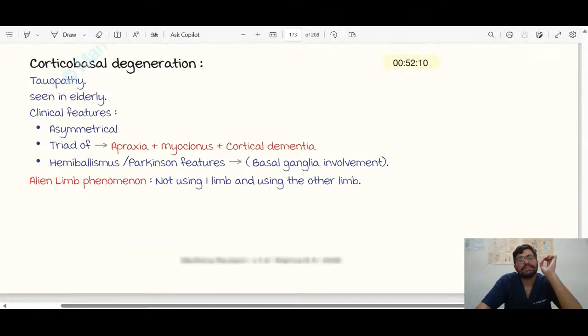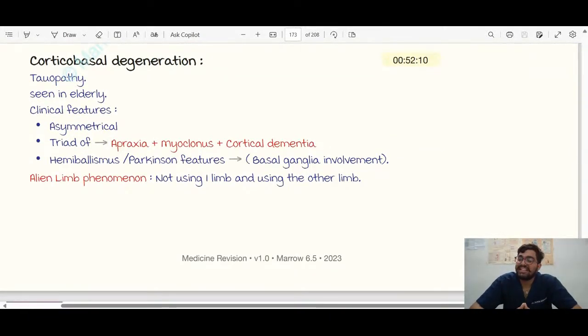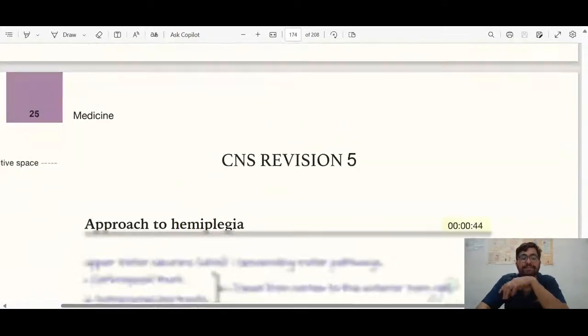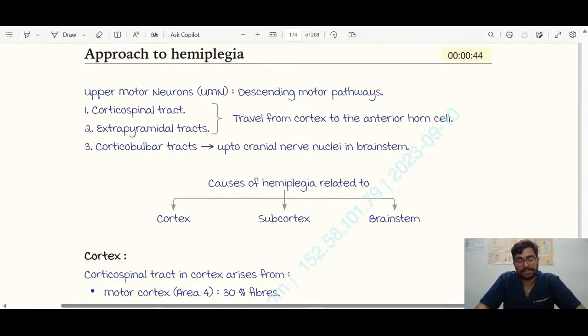One of the diseases is corticobasal degeneration. It is seen in the elderly, with asymmetrical clinical features and a triad: apraxia, myoclonus, and cortical dementia. These are the triad for corticobasal degeneration. Hemiballismus, Parkinson features, or basal ganglia involvement takes place. Alien limb phenomenon: what is alien limb? Not using one limb and using the other limb. Alien limb phenomenon is one of the most important findings in corticobasal degeneration. So the 50% part, that is Parkinson's, is discussed well, and now we move further.